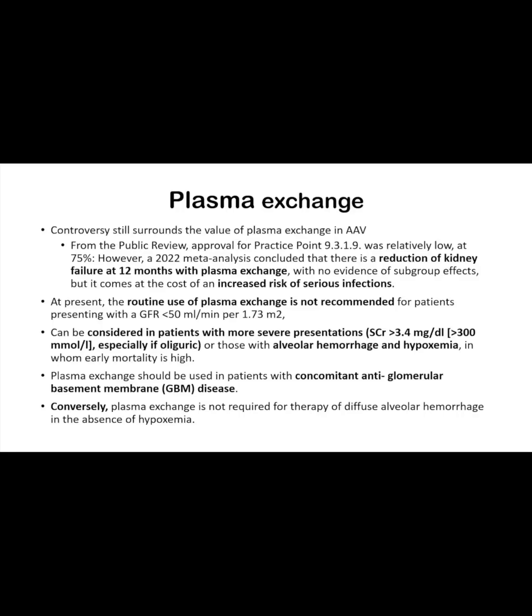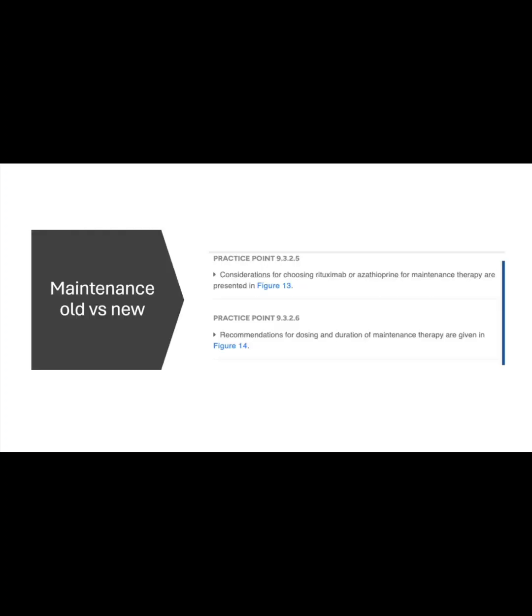However, the guidelines go on to state that these recommendations are based on a meta-analysis that concluded that there was a reduction in kidney failure at 12 months if plasma exchange was used, and the cost of this outcome is that there is an increased risk of serious infection. They do state that plasma exchange should not be used routinely on patients with an EGFR of less than 50, and that it needs to be considered only on those that have a more severe presentation with a creatinine of more than 3.4, or those that have a pulmonary hemorrhage associated with hypoxemia. And it is essential to use it when there is combined ANCA vasculitis and anti-GBM disease.